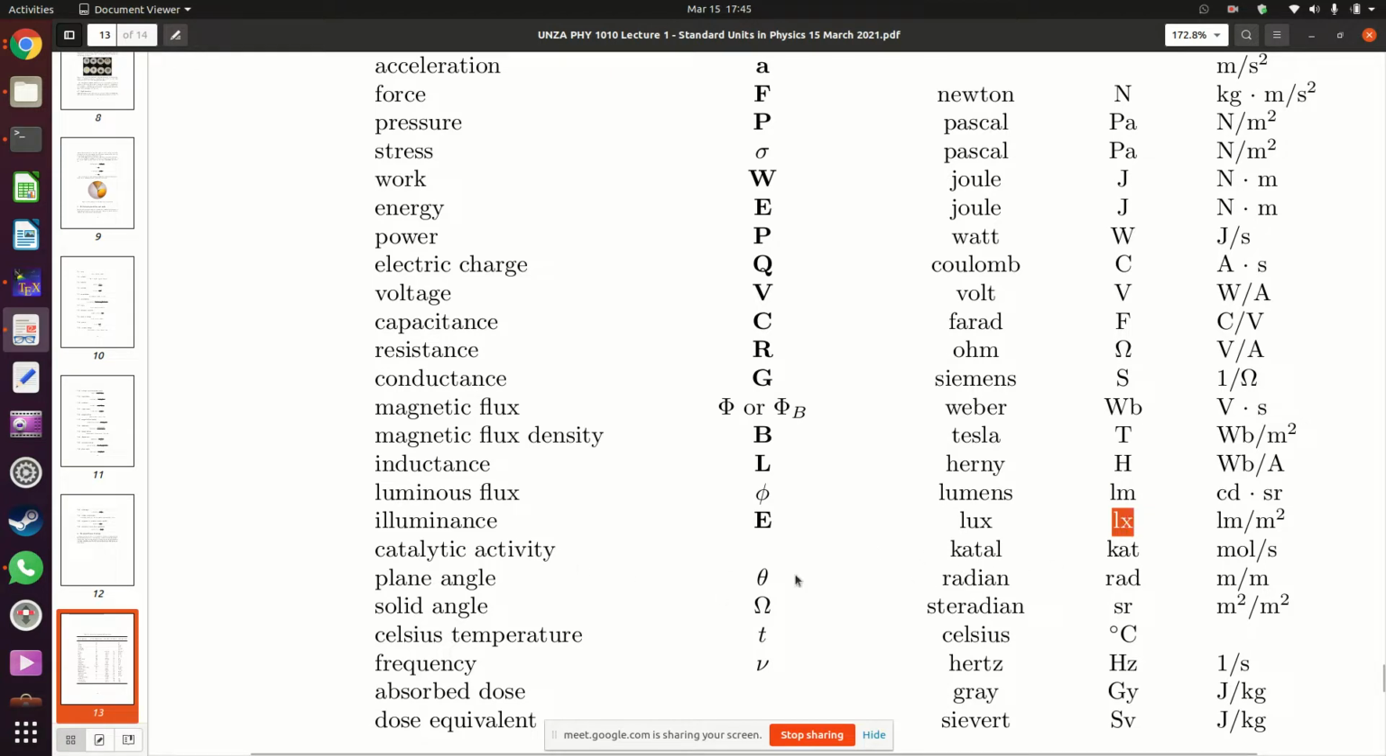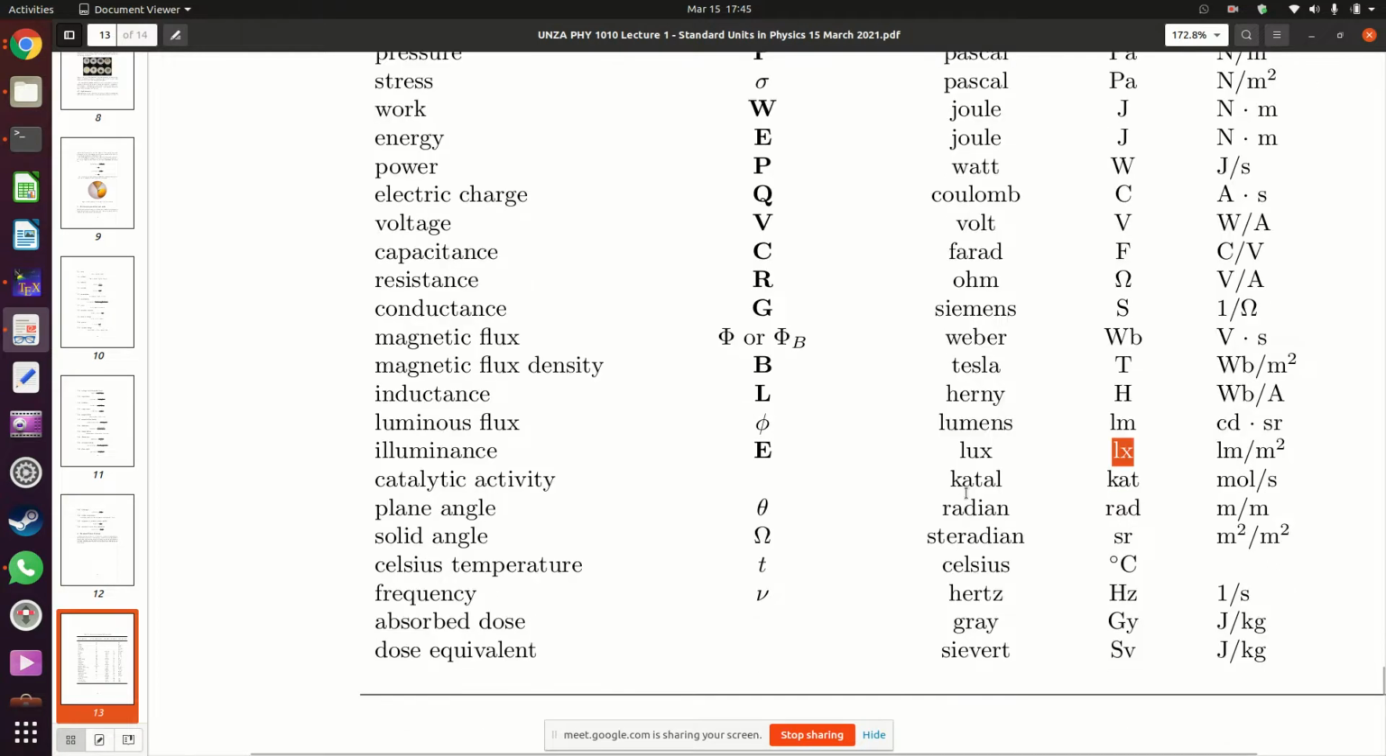Then catalytic activity is measured in katals, plane angle, theta, measured in radians. Solid angle, omega, measured in steradians. Celsius temperature, small t, measured in degrees Celsius. Frequency, nu, measured in hertz. Absorbed dose is measured in grays, Gy, and dose equivalent is measured in sieverts.